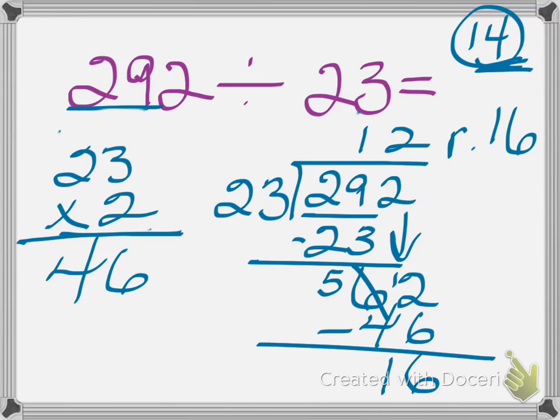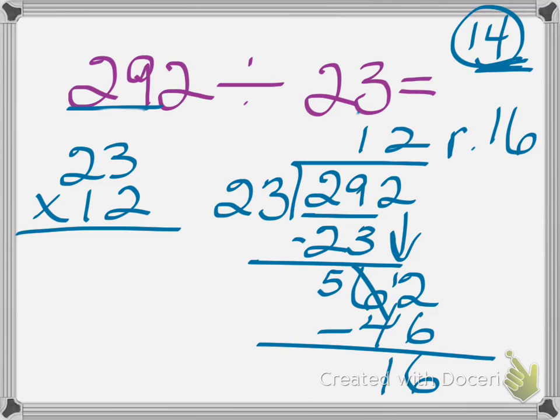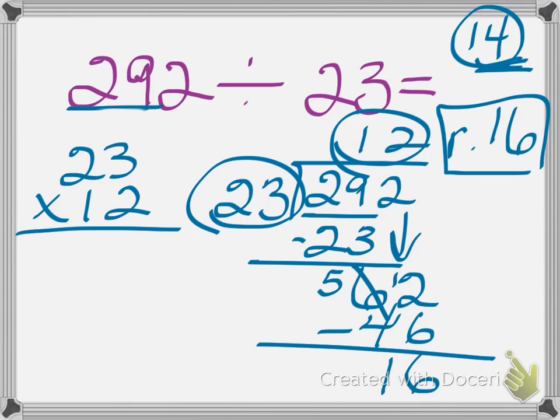We're going to do 23 times 12, and then add on those 16 and see if we get the right answer. So 23 times 12. Remember, we multiply these numbers that are on the outside, then we add on the remainder. 2 times 3 is 6. 2 times 2 is 4. Put in a 0 for my placeholder. 1 times 3 is 3. 1 times 2 is 2.